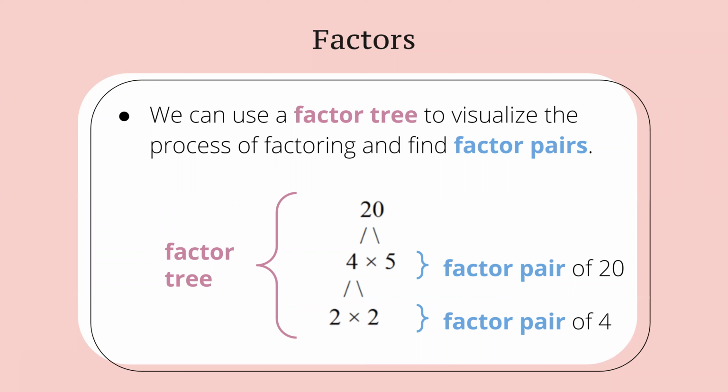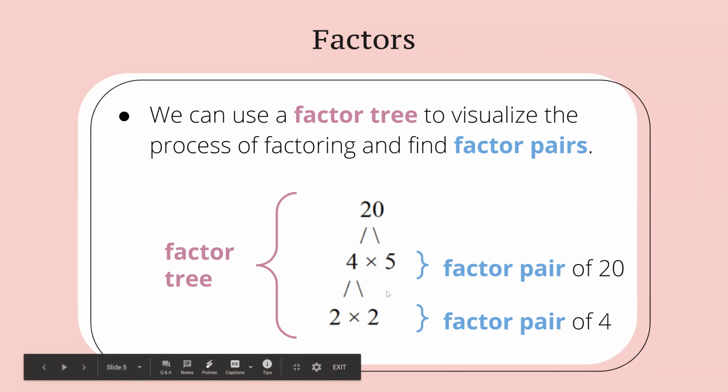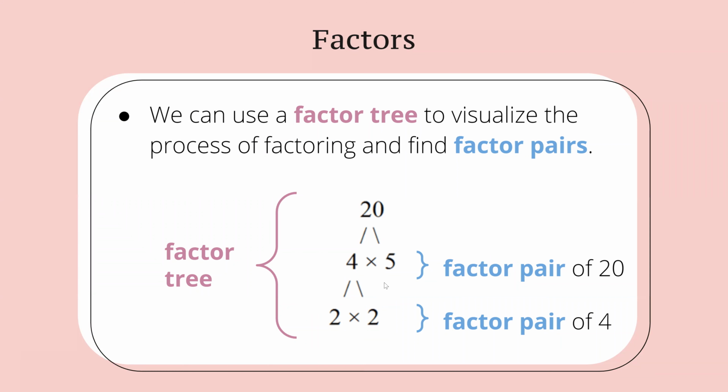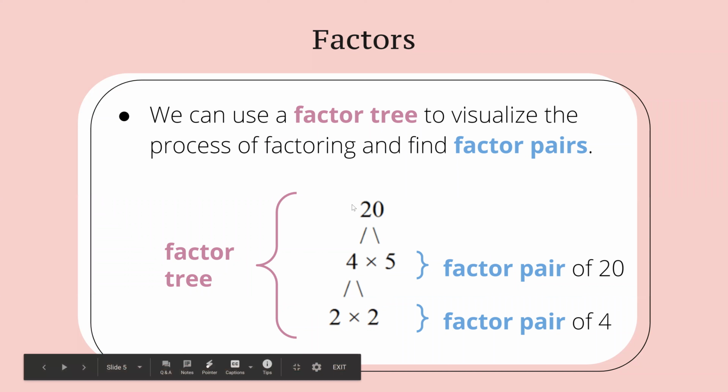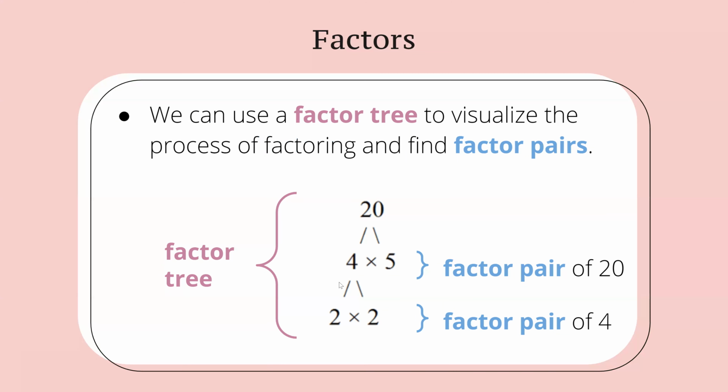We can use a factor tree to visualize the process of factoring and find factor pairs. You can imagine that these little lines here are like branches coming out and spreading out, kind of like how a tree spreads out its branches. In a factor tree, when we start at the top and go down, we will divide. Here, in a factor tree, we will avoid dividing by 1 and dividing by the number you are investigating by itself.